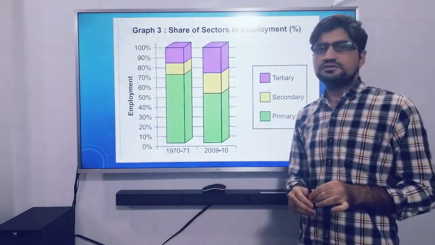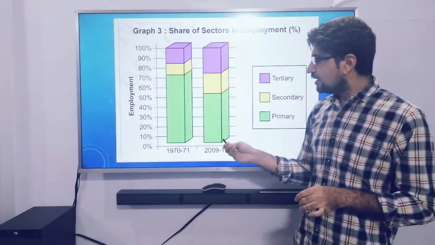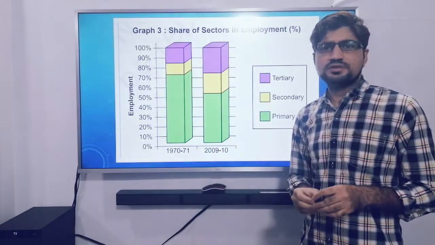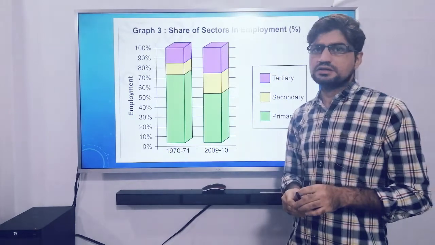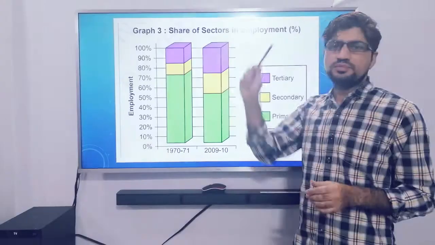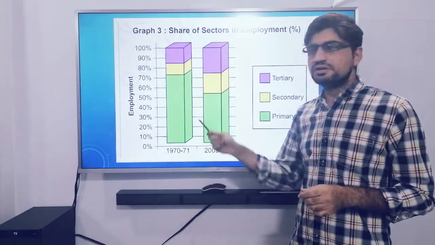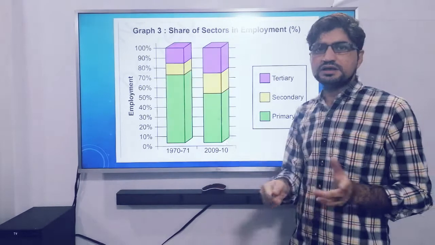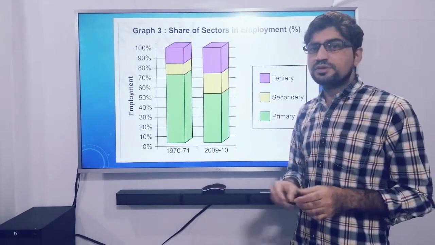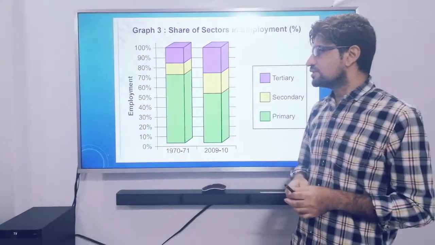Let's check the recent data, that means 2010-11. In 2010-11, 54% of the total population was engaged in the agriculture sector. Still, the agriculture sector is the most important in terms of employment. But yes, if we compare with 1970-71, that number has decreased. So around 20% of people, where did they move? They moved to the secondary and tertiary sectors.